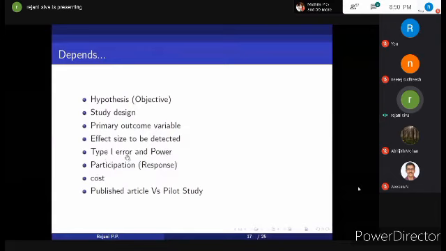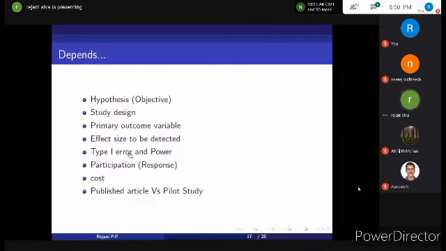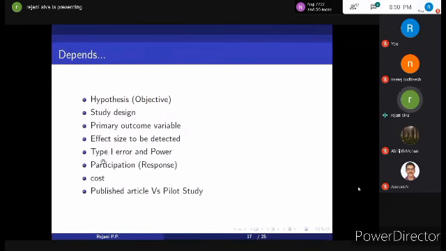Type 1 error and power. We have two types of errors, and in statistical tests, type 1 error is considered in the sample size calculation. We'll have a discussion on this type 1 error and power tomorrow. You can just see the use of these measures in the next slide. Participation or response rate is also important.